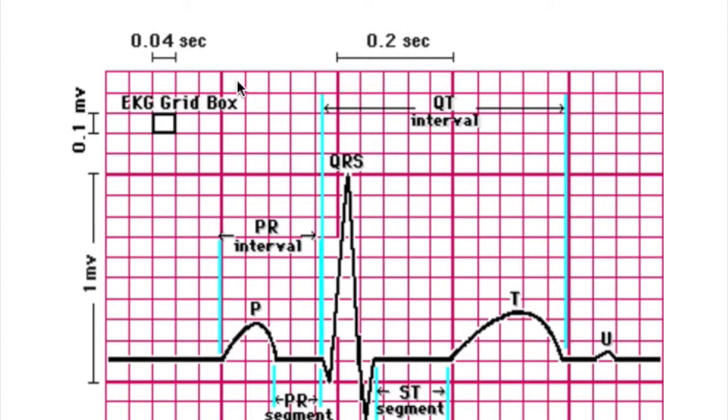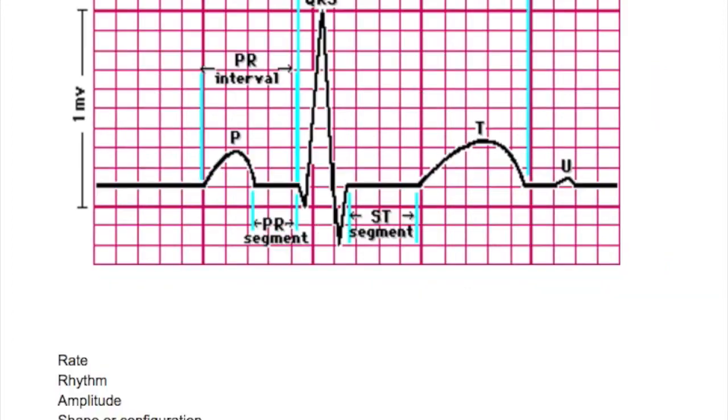And each of these 5 squares has 5 smallest squares. If you divide this 0.2 by 5, then the answer is 0.04 second. This is the duration of the smallest square, 0.04 seconds. So the smallest square duration is 0.04 seconds, and the medium sized square is 0.2 seconds, and one big square that contains 5 of the 0.2 second squares is 1 second in duration.